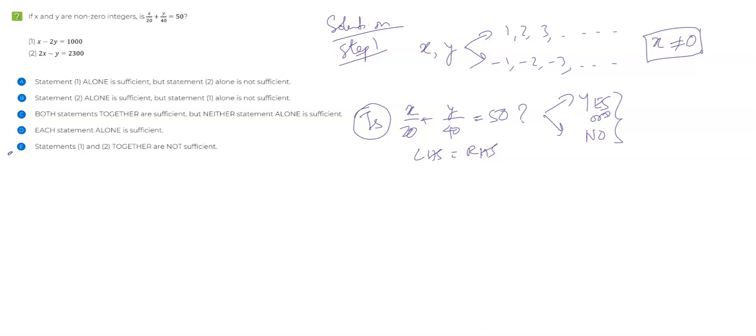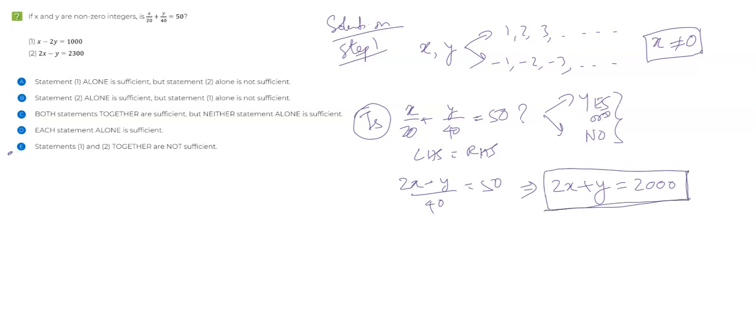Now let's simplify this expression a bit. If I take the LCM, I'll get 40 here. 2x + y = 50, which implies 2x + y = 2000. So in short, you need to figure out whether 2x + y equals 2000 or not.